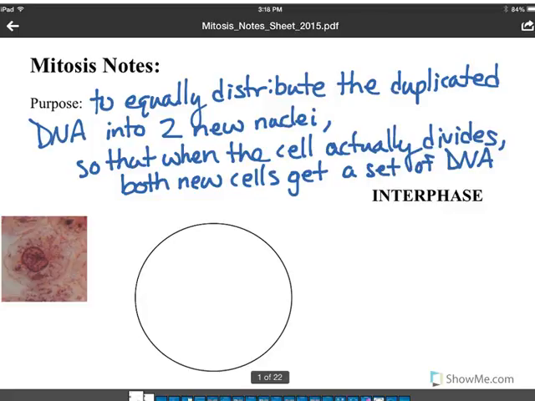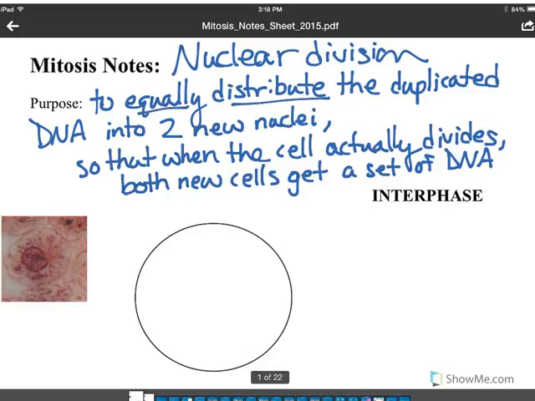So this video is going to go through the process of mitosis. When most people hear the word mitosis, they think of cell division. And yes, mitosis is a part of cell division, but technically, mitosis is nuclear division. To get a little bit more specific, the whole point of it is to equally distribute all of the copied or duplicated DNA into two new nuclei.